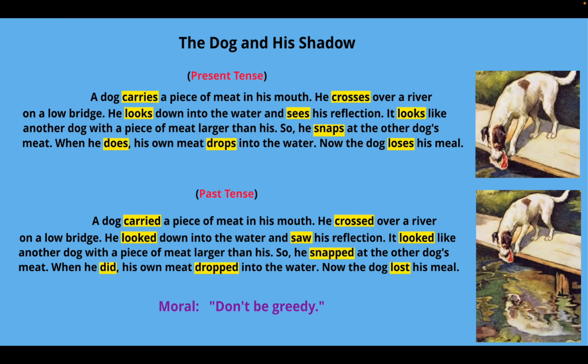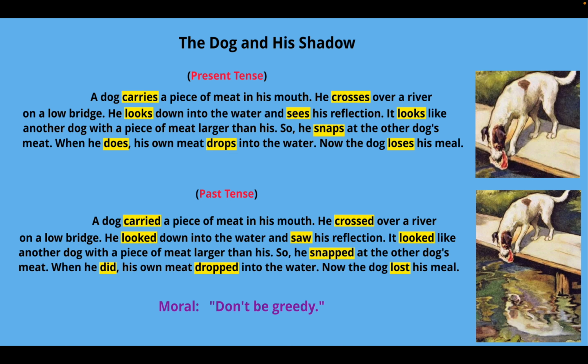The dog and his shadow. A dog carries a piece of meat in his mouth. On the right side, you can see a dog with a piece of meat in his mouth. He crosses over a river on a low bridge. He looks down into the water and sees his reflection. It looks like another dog with a piece of meat larger than his.